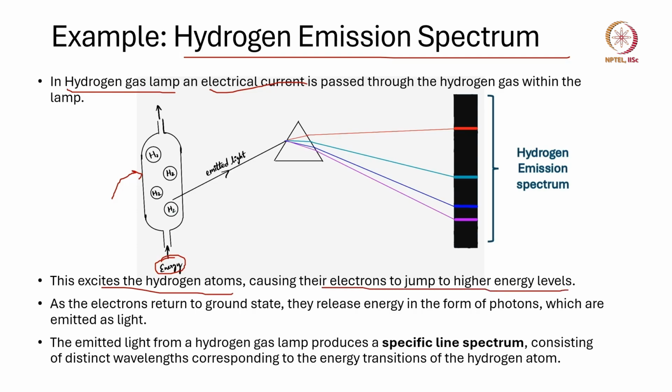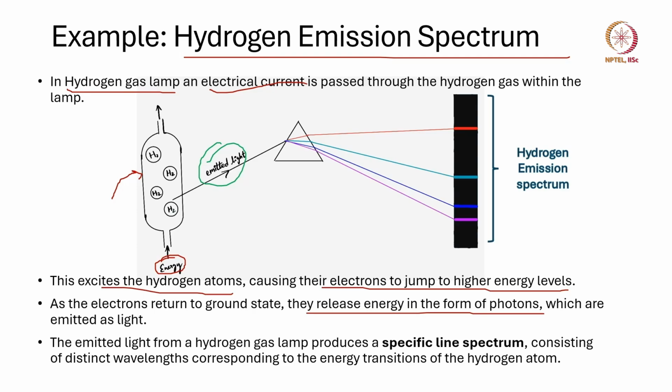Now, since the higher energy levels are not stable, the electrons tend to return to lower energy levels and they release energy in the form of photons as they transition to lower energy levels. Thus, the light emitted from the hydrogen gas lamp contains different wavelengths corresponding to different electronic transitions during the excitation and relaxation of electrons.